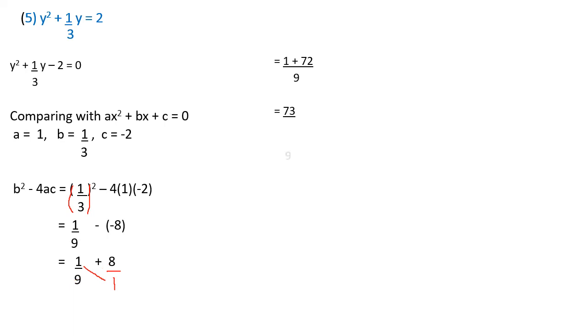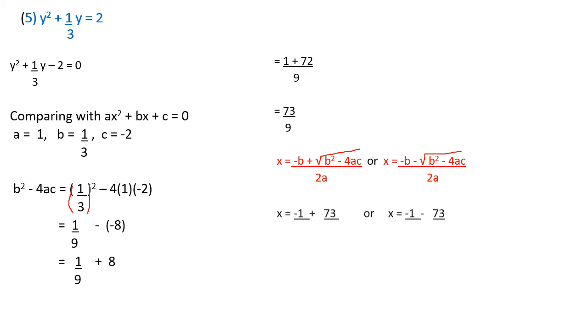Then we will just write down our formula. x is equal to minus b plus or minus under root b square minus 4ac, upon 2a. So once we write down plus and once we write down minus. Now after this we are going to substitute the values. Now we substitute the values here and this is what we get.